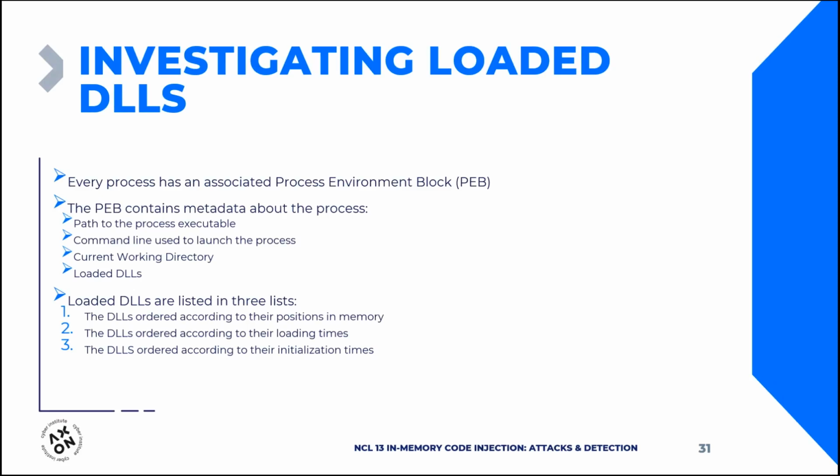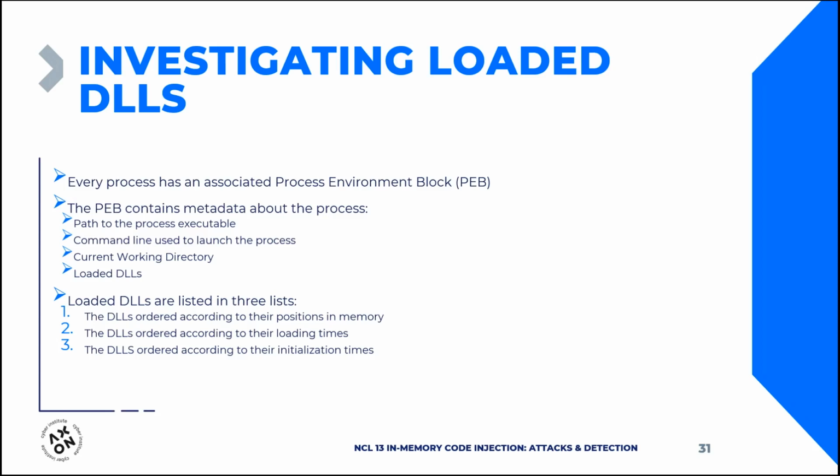Mainly it has 3 lists for the DLLs. Okay, the same DLLs, but ordered differently in each list. So the first list contains the DLLs ordered according to their position in memory. Whatever comes first appears first in the list. Whatever comes next in memory appears next on the list. The second list contained the loaded DLLs, but ordered according to their loading time.